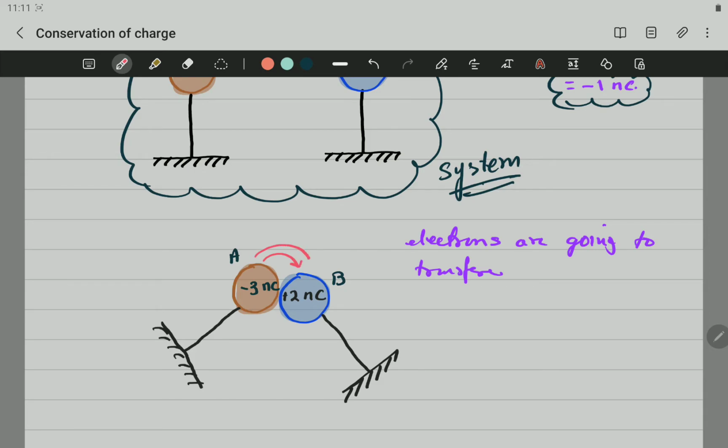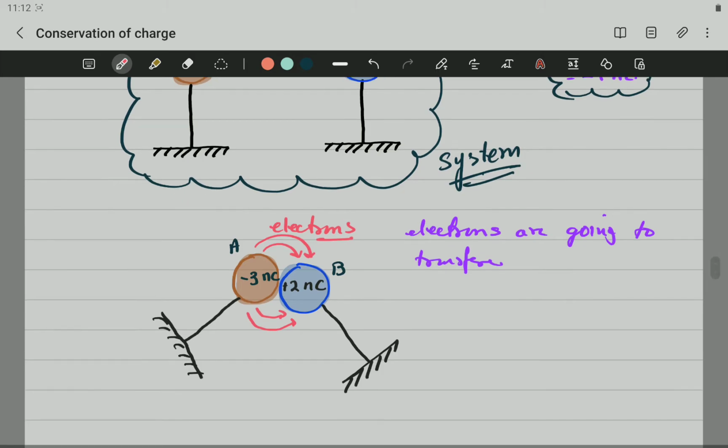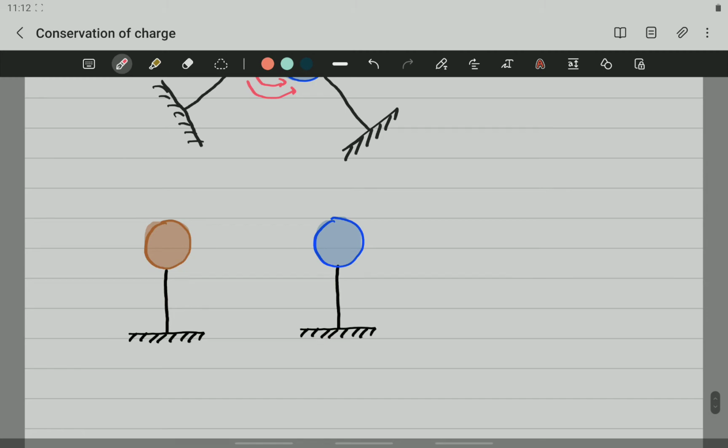Why are the electrons moving from A to B? Because object A is more negative than object B. It doesn't mean that 4 electrons are going to move. It means that they are going to move and rearrange, and we're going to have a new total charge. So here we still have A and B. Now what happened? The charges change.